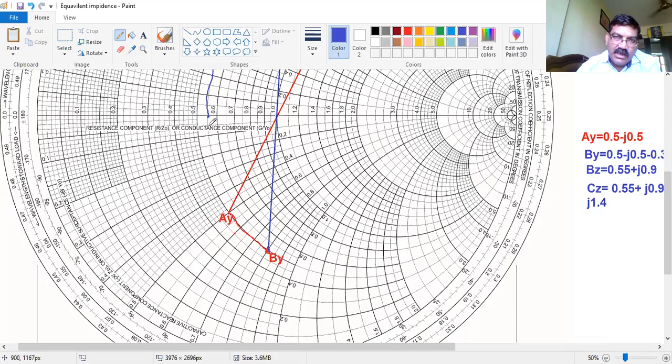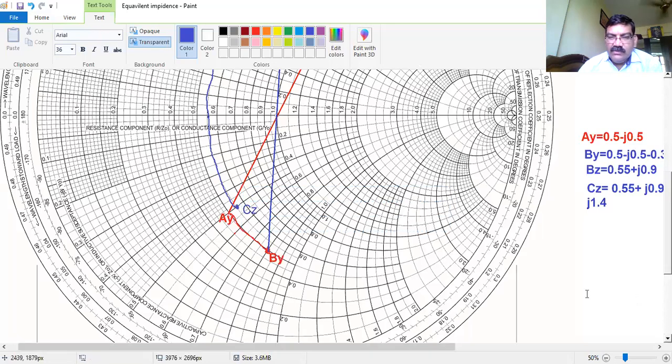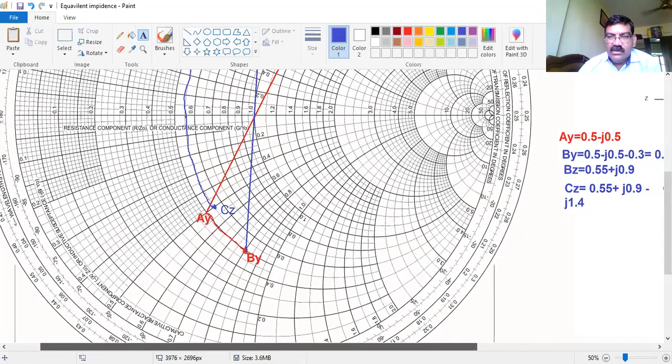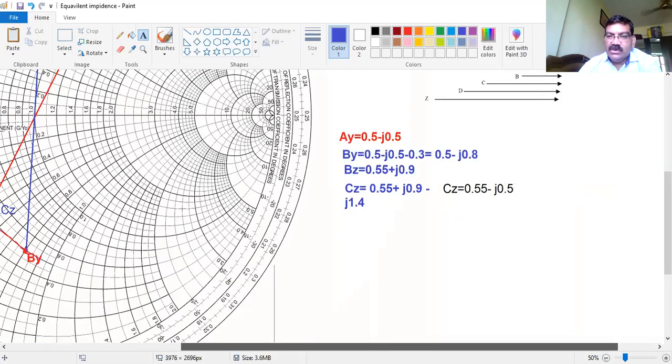So this is the line. It comes here, and this is your point. So this point is your CZ. I'll mark this as the CZ. Am I right? So this is nothing but your CZ. Now you got the CZ is 0.55 plus j0.5.